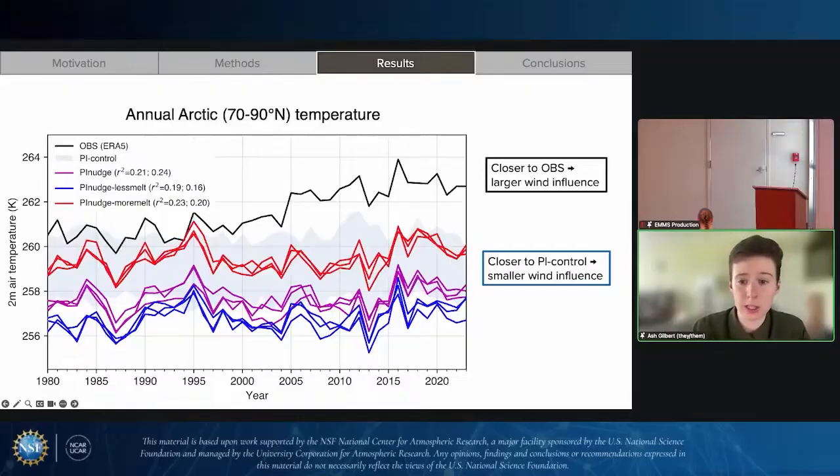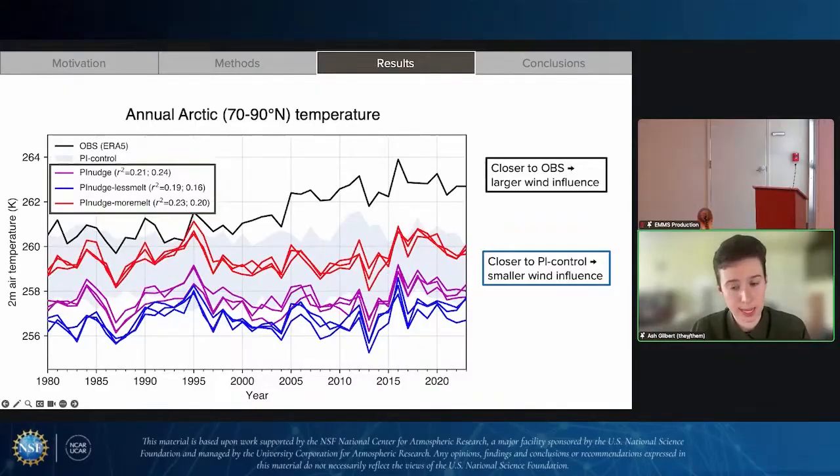So looking at the 3 ensemble members from PI nudge, we can see that they do not reproduce the observed warming. We can also see that although PI nudge less melt is cooler and PI nudge more melt is warmer, neither one of them is reproducing the observed warming, and all nudging experiments explain about 20% of the interannual variability. So the observed winds have some influence over temperature variability, but not long-term trends, and changing the sea ice thickness has no effect on that result beyond changing the mean state.